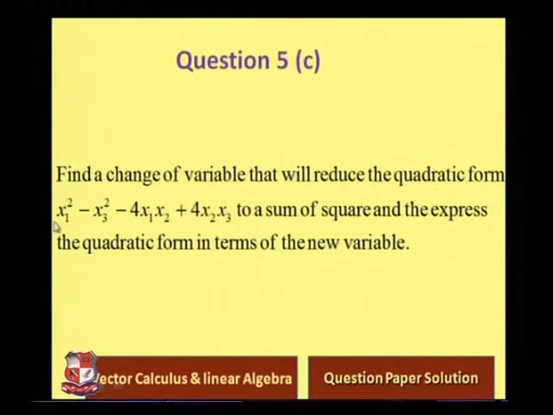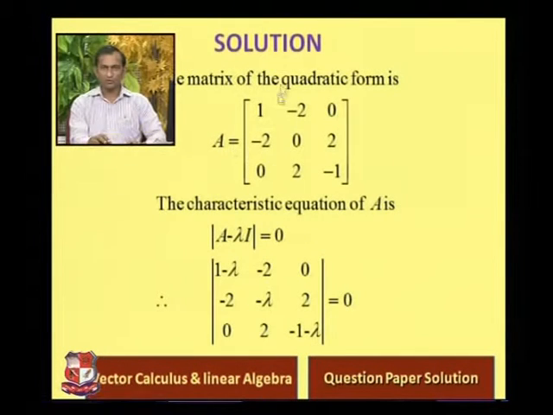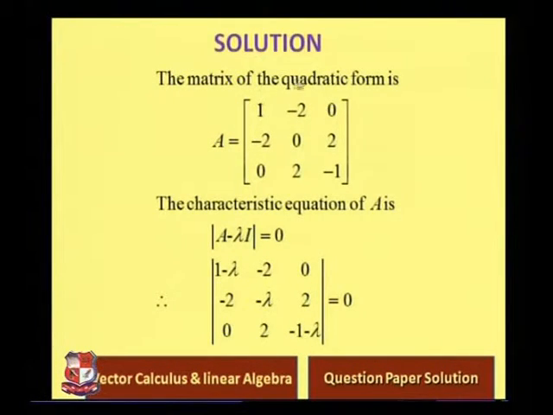quadratic form x1 square minus x3 square minus 4x1 x2 plus 4x2 x3 to a sum of squares, and then express the quadratic form in terms of the new variables, that means replace with other variables. The first step is to write the matrix by using this quadratic equation. So the matrix of the quadratic form is this matrix.